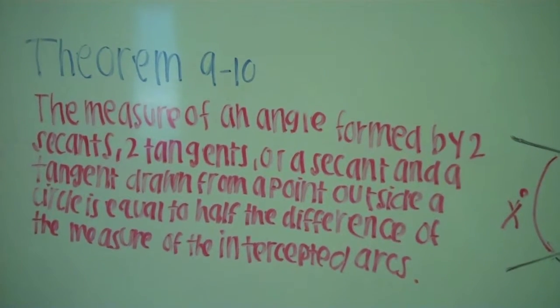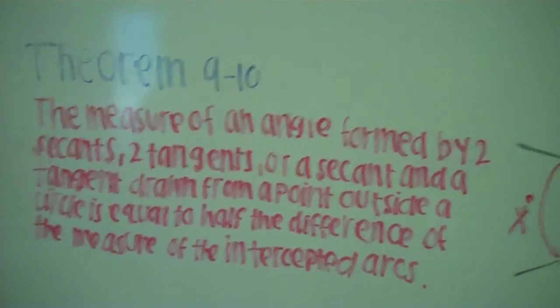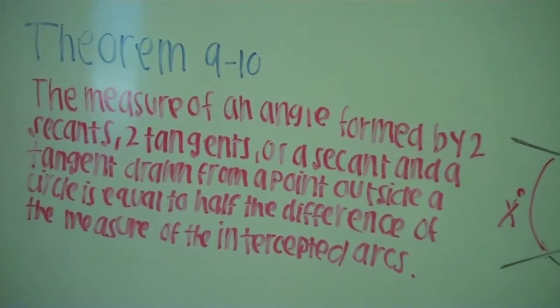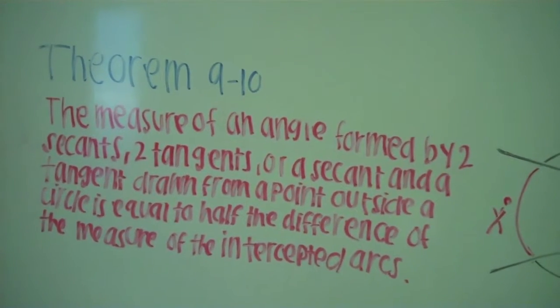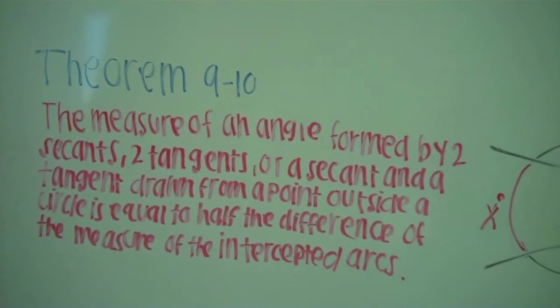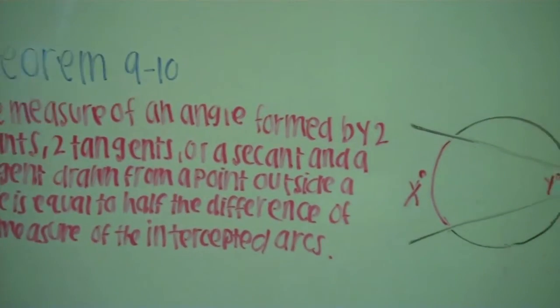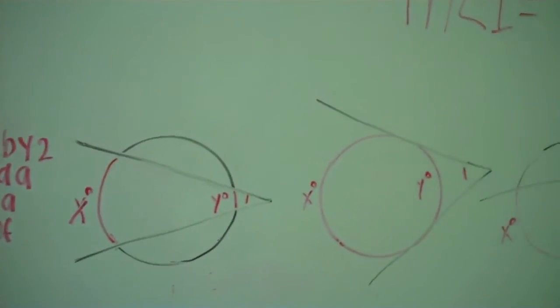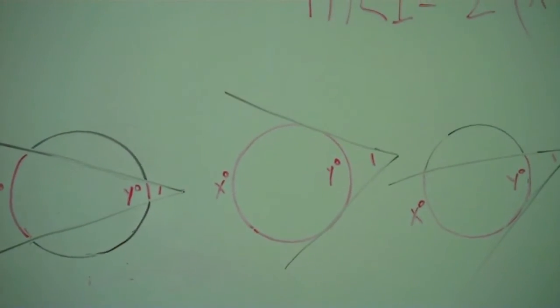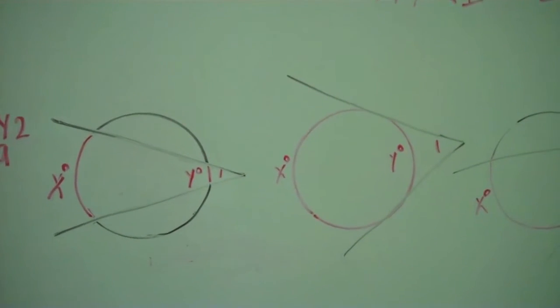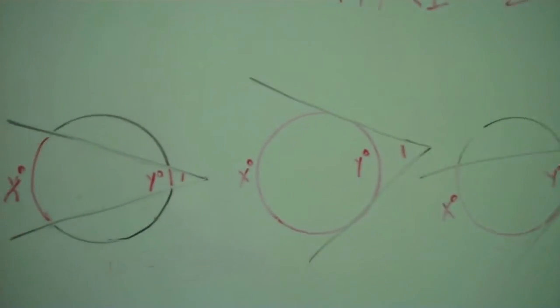Theorem 9.10. The measure of an angle formed by two secants, two tangents, or a secant and a tangent drawn from a point outside a circle is equal to half the difference of the measures of the intercepted arcs. Basically, the theorem is stating that in these three cases, the measure of angle 1 is equal to half the measure of x minus y.